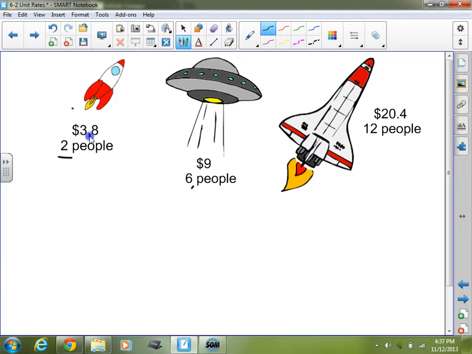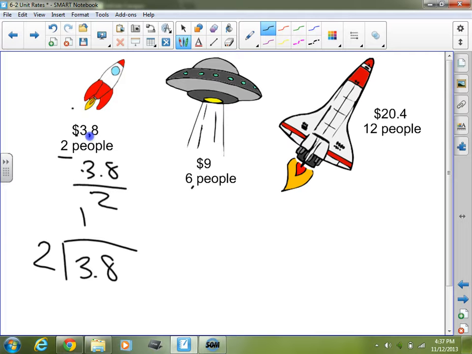So my first spaceship is small, it's 3.8, but it only holds 2 people. If I wanted to find out what the unit price is, meaning how much it costs per person, I would simply do this. Divide 3.8. Actually, I'm going to write this smaller. Okay, so this is my amount, and this is the per people. So how much is it per person? I'm going to divide it by 2.